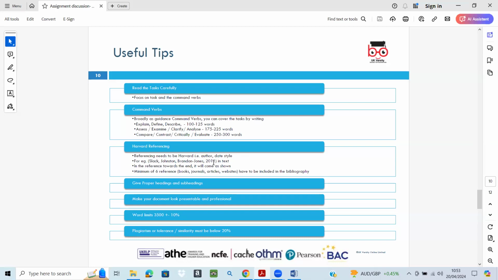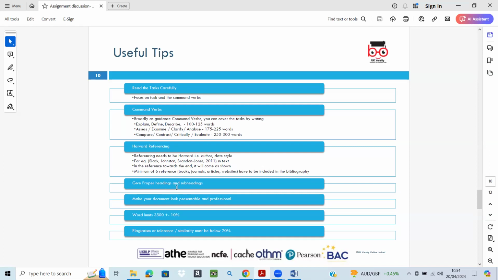And what is the year? It's 2011 is the year. So it's the in-text citation. And the reference towards the end will come as shown, and a minimum of 6 references, books, journals, articles, websites have to be included in the bibliography. So not only 6, try to have about 10 references, 10 to 12, that could be more credible.